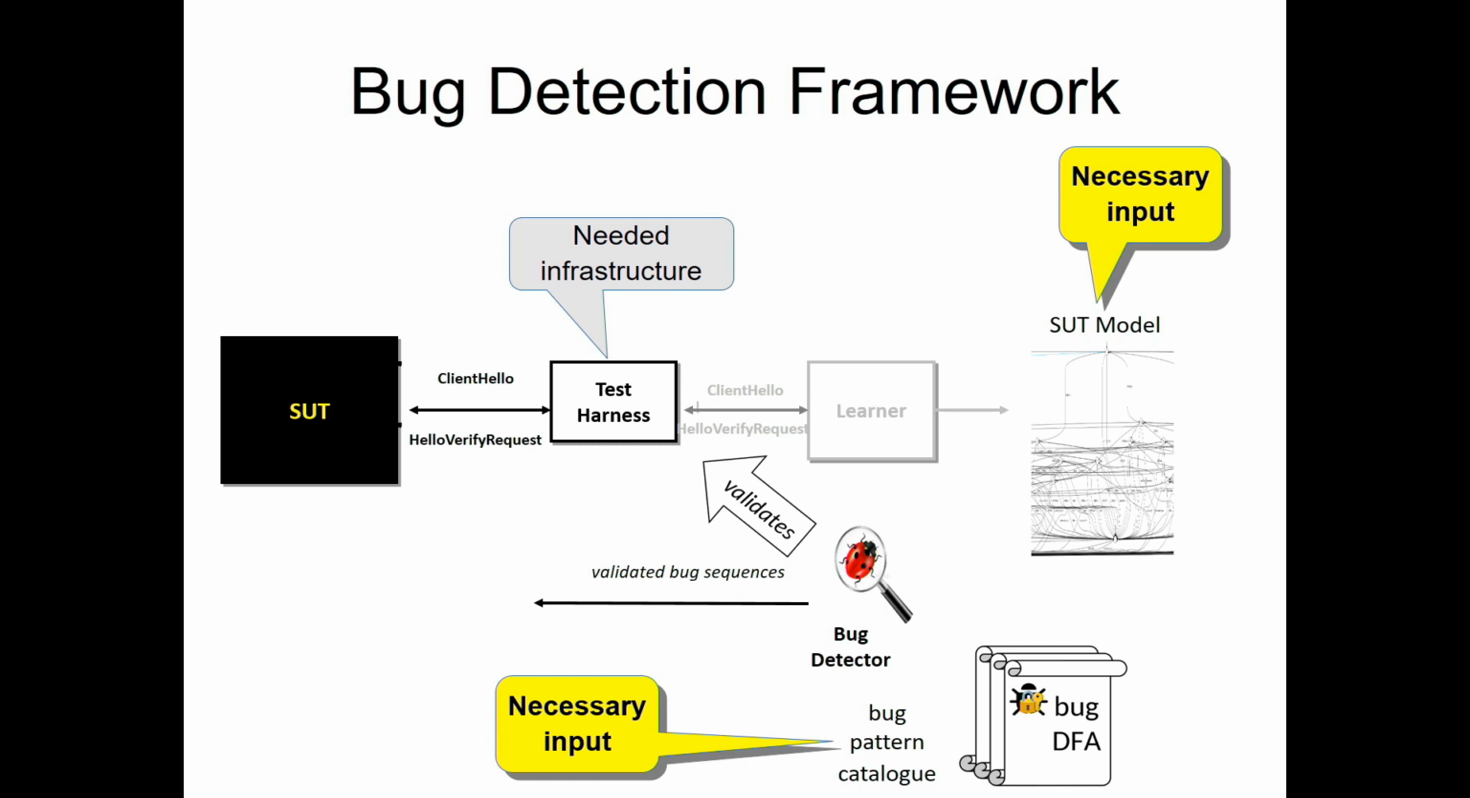Okay, so what does our technique really need? The only thing that it really needs is some test harness infrastructure to interact with the system. The other 2 things are inputs, and they need to be provided. The model of the system we can learn automatically, or somebody else can give us the model. It doesn't have to be precise, really, because we are going to validate everything on the system under test anyway. And we need a catalog of bug patterns.